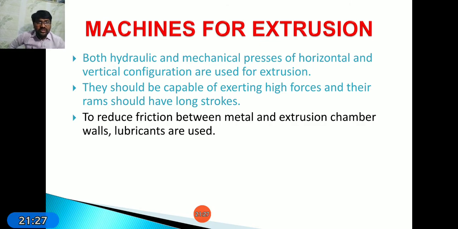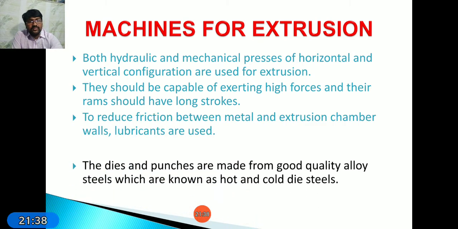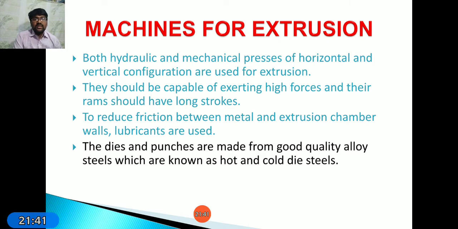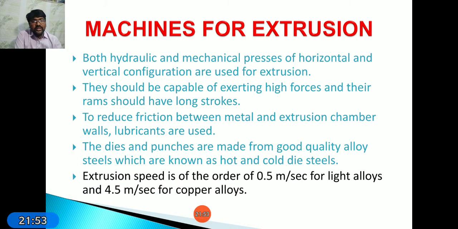Next, to reduce friction between the metal and the extrusion chamber, the walls can be lubricated. It is necessary to reduce the friction between the walls and the material. Next, the dies or punches are made from good quality alloy steels, which are known as hot and cold die steels. Next, extrusion speed is in the order of 0.5 meter per second for light alloys and 4.5 meter per second for copper alloys. Okay, this is the extrusion speed, and it will change from metal to metal.